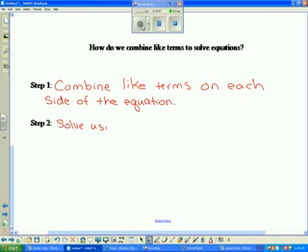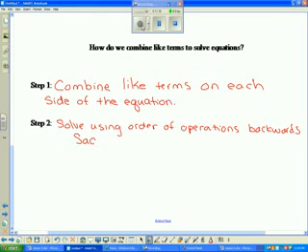Step 2. Solve using order of operations backwards. So what do we say the order of operations was backwards? We have a little saying for it. SADMAP. Okay. Subtraction, addition, division, multiplication, exponents, parentheses. SADMAP.